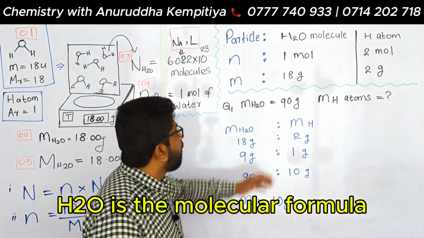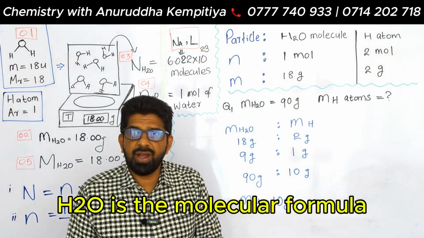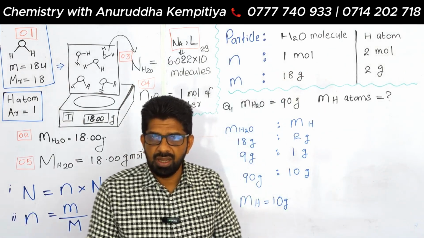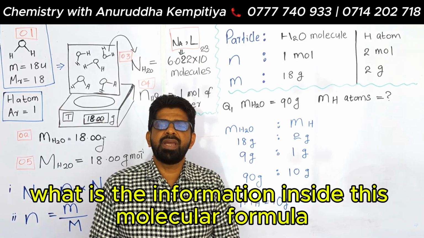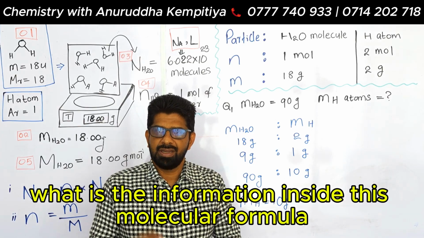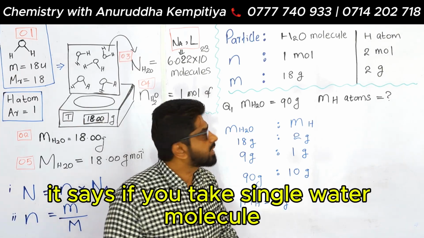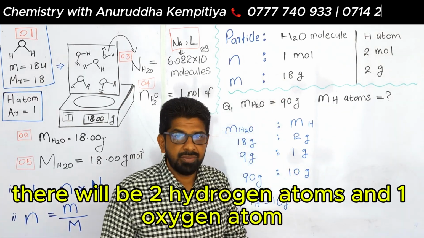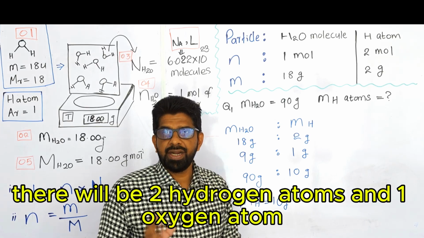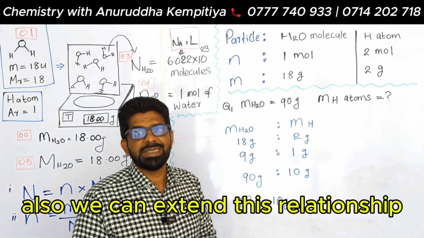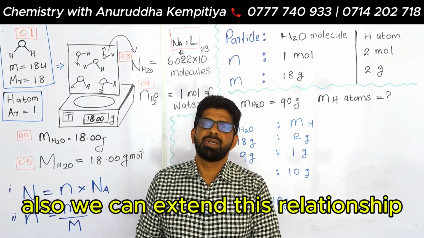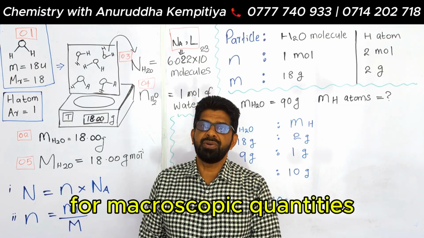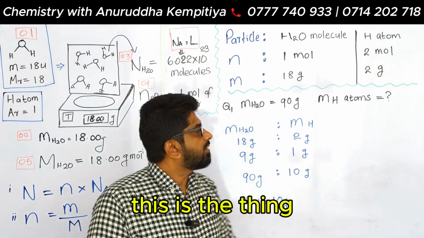Stoichiometry of a compound. H2O is the molecular formula. Then what is the information inside this molecular formula? It says that if you take a single water molecule, there will be 2 hydrogen atoms and 1 oxygen atom. Also, we can extend this relationship for macroscopic quantities.